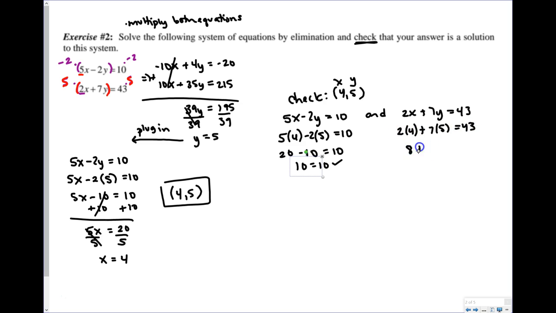2 times 4 is 8. 7 times 5 is 35. And 8 plus 35 is 43. So now we know it's a correct answer because we checked. It works for both. Okay?